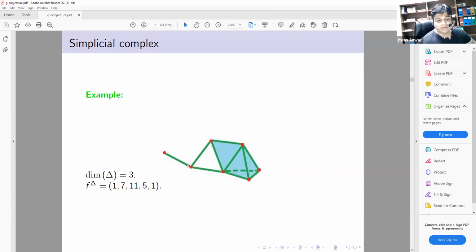If one calls upon the F vector of it, this one stands for the empty set. This seven means seven vertices, seven zero-dimensional faces, as you can see here. This 11 means the 11 edges you can count. Similarly, this five means the filled triangles. Then there is one and four here in the tetrahedron, and there is one three-dimensional face, which is this particular tetrahedron. Now I told you that the F polynomial is written in a reverse manner, so this is going to be the coefficient of T to the four, this the coefficient of T cubed, then T squared, then T, and then one.